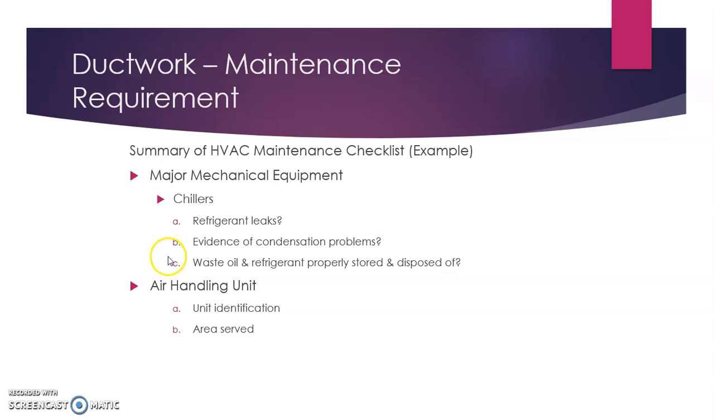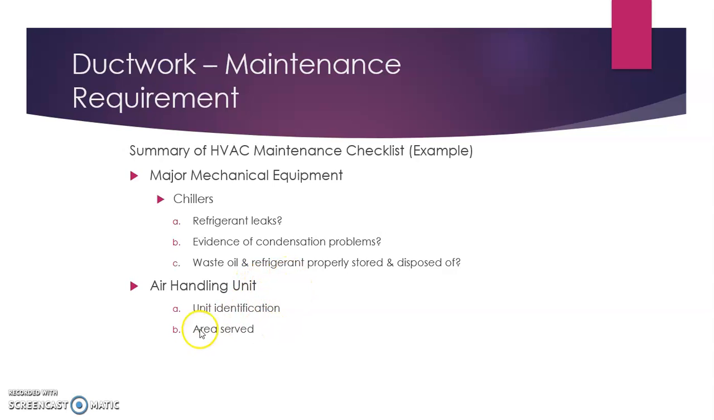There are also chillers. We have to look into the refrigerant, whether it is leaking or not. Is there any evidence of a condensation problem? If there is a condensation problem, that means there is something wrong with your chiller. And then, is there any waste oil? Waste oil means: are the chiller oil and refrigerant properly stored and disposed of at the chiller plant room?